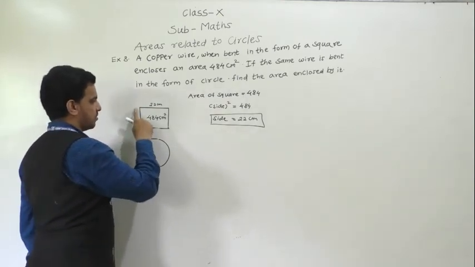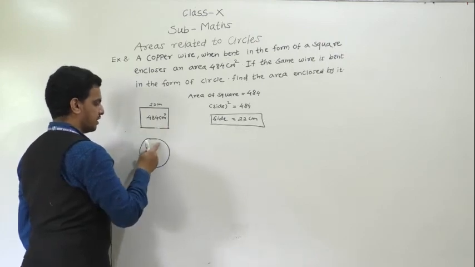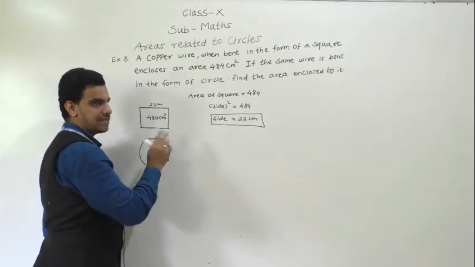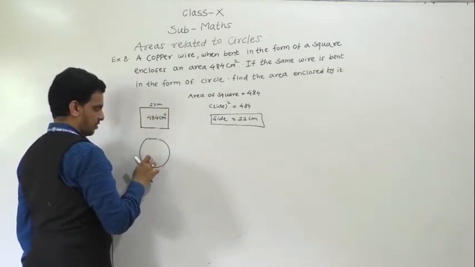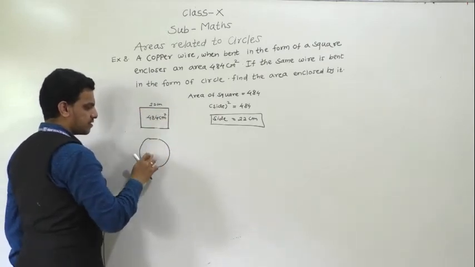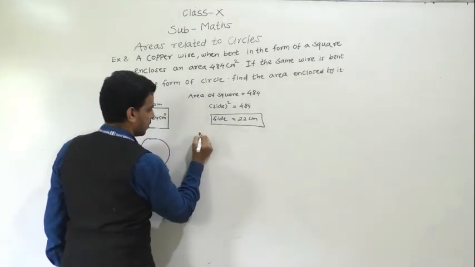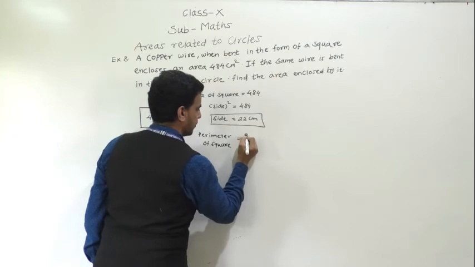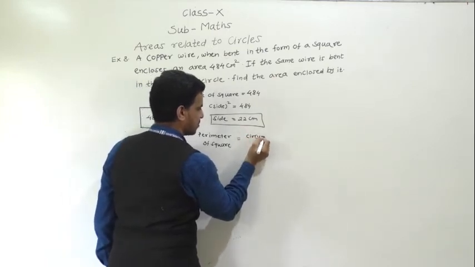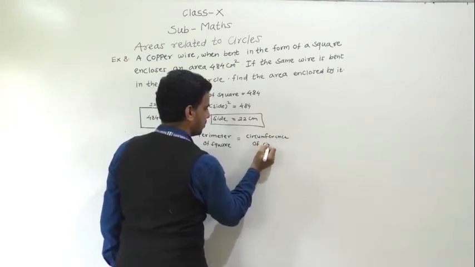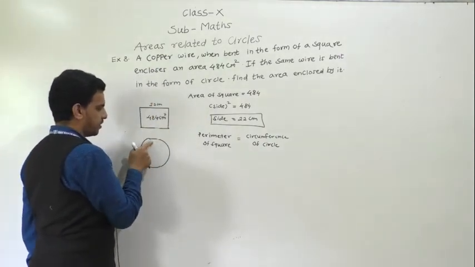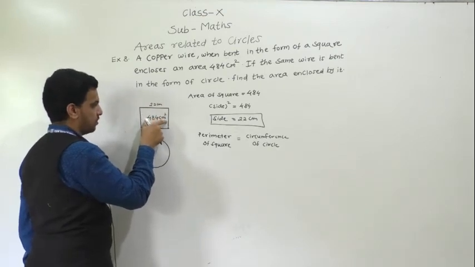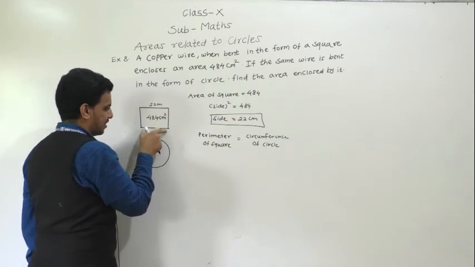Okay, now this wire, if we rebend it in the form of a circle, it means the perimeter of the square and the perimeter of the circle are the same. Okay, the same wire we have to rebend in the form of a circle. So if we find the perimeter of the square, we will get the circumference of the circle. Okay, so here perimeter of square is equal to perimeter, or we can write circumference, of circle. Okay, understand this. This same wire we have to rebend in the form of a circle. So if we change the form of this square into the circle, the same wire we have to rebend in the form of a circle.